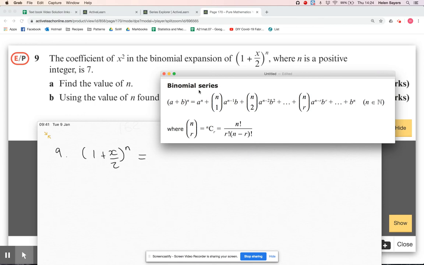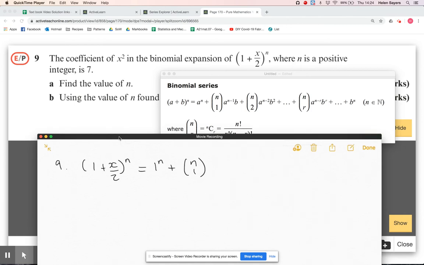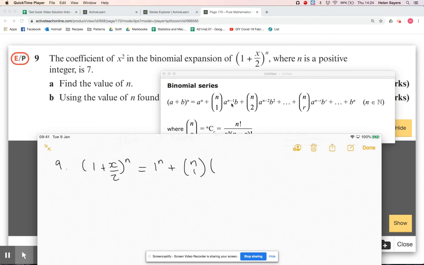So it's going to be 1 to the power of n, which is obviously just going to be 1 plus n choose 1, 1 to the power of n minus 1. All the powers of 1 are obviously just going to be 1, so I'm not going to even bother. All of these, the a to the n minus 1, a to the n minus 2, they're all just 1s, base number of 1, so they will all just work out as 1.